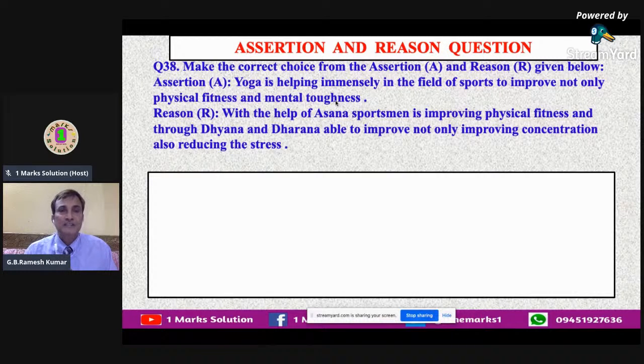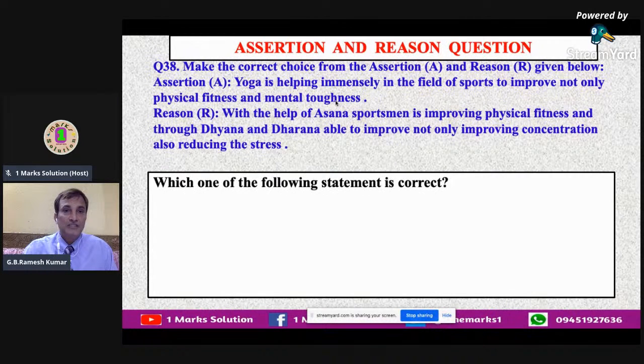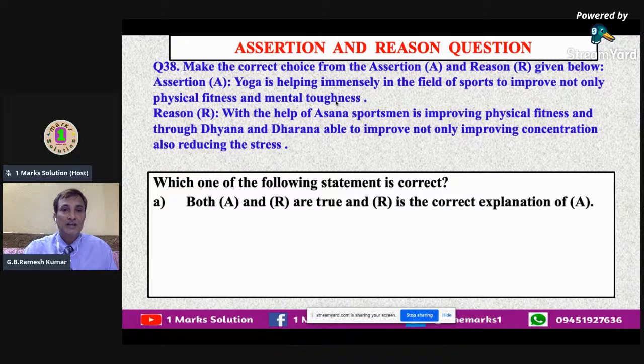So that's what the first statement says. With the help of asana, a sportsman is improving physical fitness and toughness, and through dhyana and dharana, is able to improve not only concentration but also reduce the stress. So we see that both A and R are true, and R is a correct explanation of A.